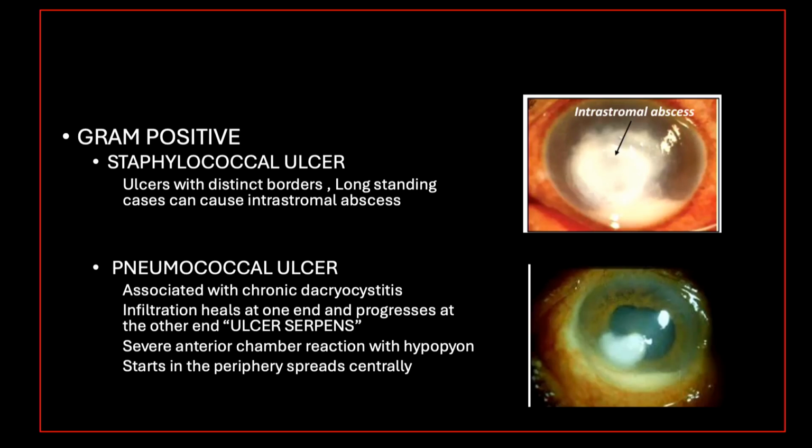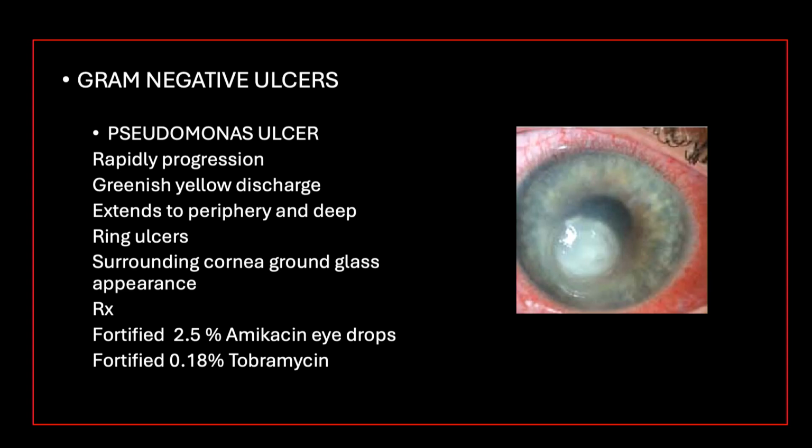Coming to each ulcer, which we can point out by a telltale occurrence: this is an intrastromal abscess seen in staphylococcal ulcers. This is an ulcus serpens, which is seen in the pneumococcal ulcer, where one part of the ulcer will be progressing while the other side will be healing. It will have a dense AC reaction and usually a large hypopyon.